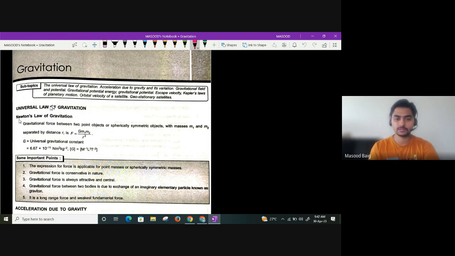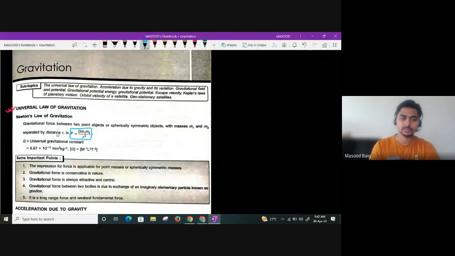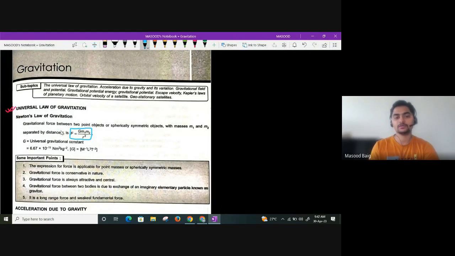Newton actually gave this law, and he said that every particle in nature will attract every other particle with a force which is proportional to the product of their masses, inversely proportional to the square of the distance between them, and it will always act along the line joining the centers, guys. Each particle of nature will attract every other particle with a force proportional to the product of their masses, inversely proportional to the square of the distance between them.